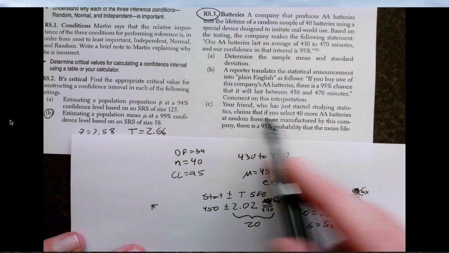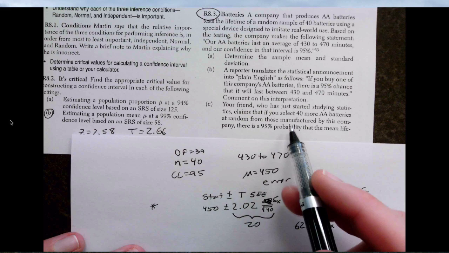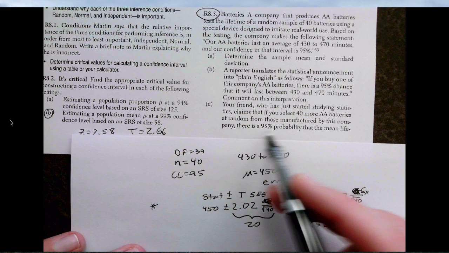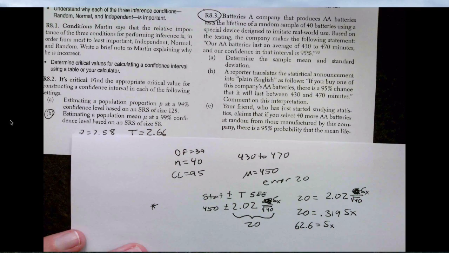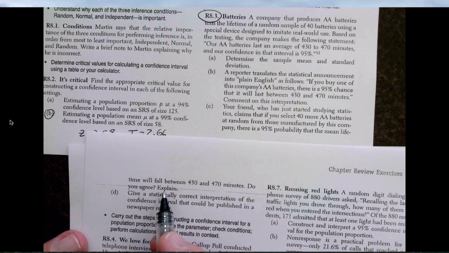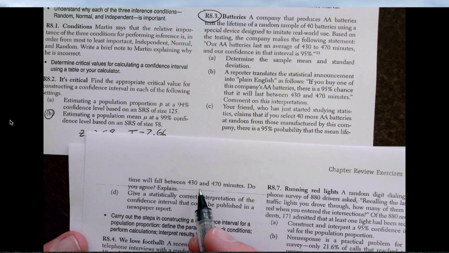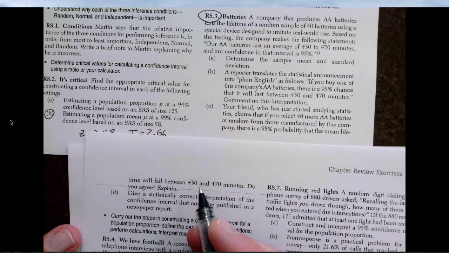All right, your friend who has just started studying statistics claims that if you select 40 more AA batteries at random from those manufactured by this company, there's a 95% probability that the mean lifetime will fall between 430 and 470. Do you agree? Explain. Okay. Our job with a confidence interval is to estimate the mean. So we're not saying that future values are going to fall between this. We're saying that the true value, the true parameter, the mean, is between these two values.